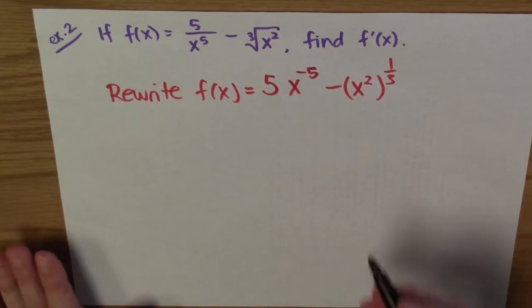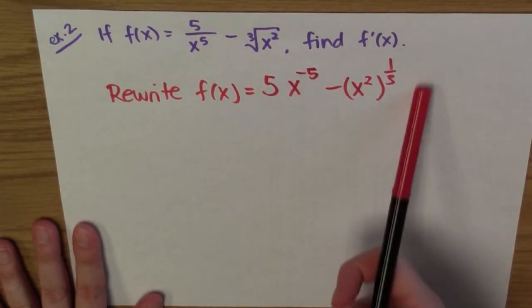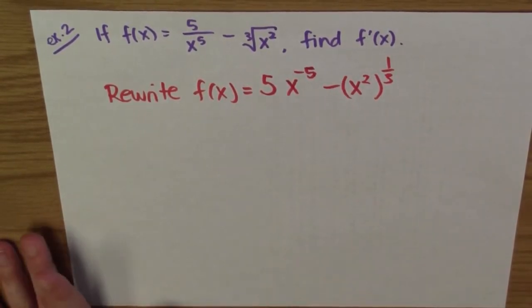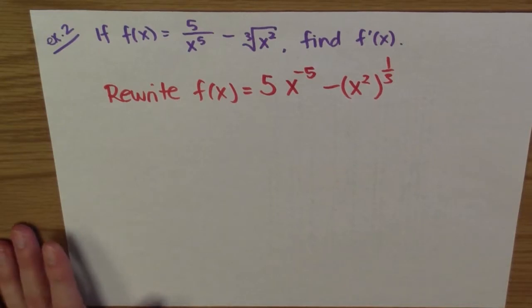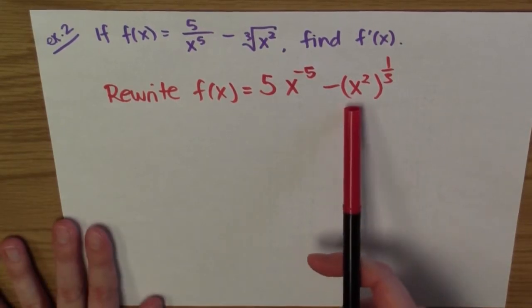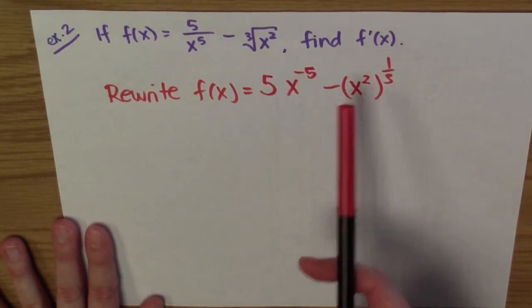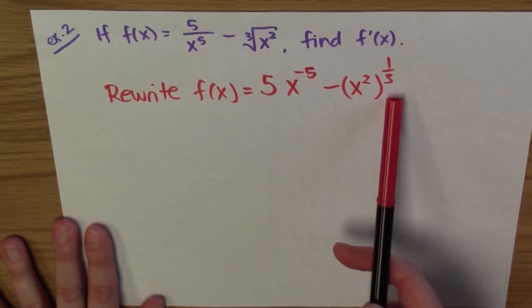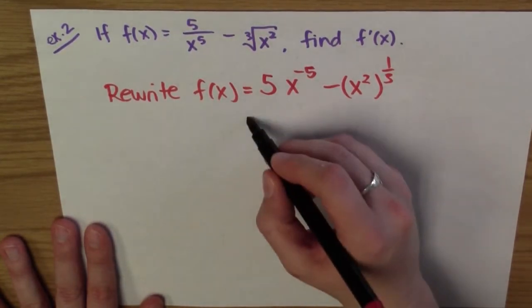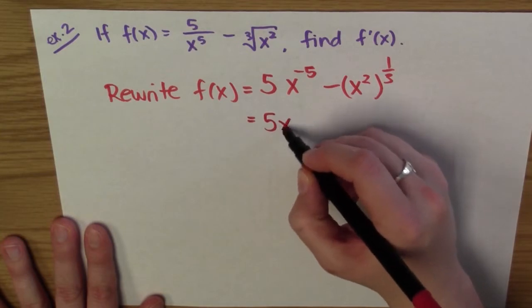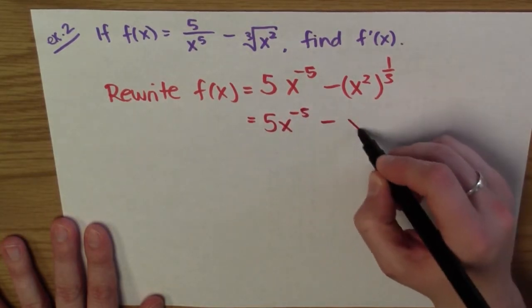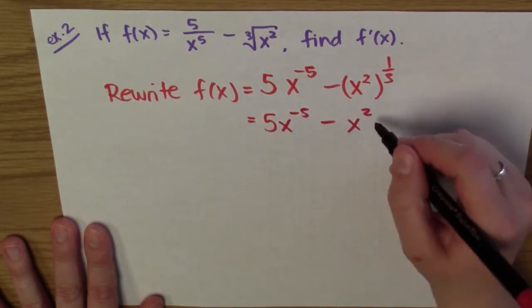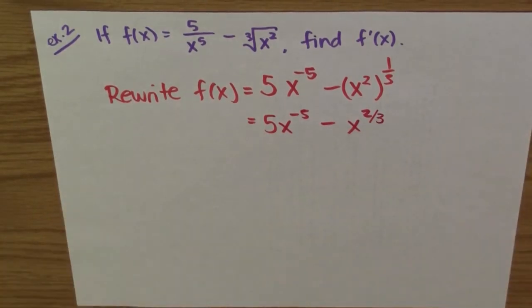Okay, one more little step to rewriting because this doesn't look like a single power of x just yet. But I remember my rules of exponents, which say if I have x to some exponent and then the whole thing raised to some other exponent, I multiply those two exponents together. So this is 5x to the negative 5th minus x to the 2 times 1/3, or 2/3. Now this is looking pretty good. None of my exponents are zeros, and so I can use the power rule to figure out what the derivative should be.